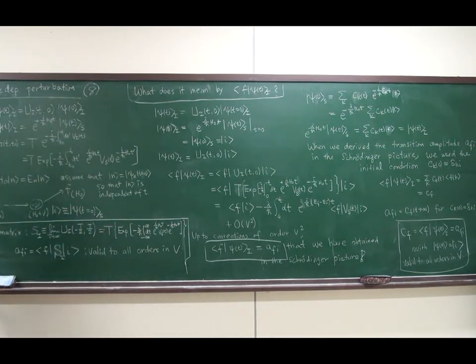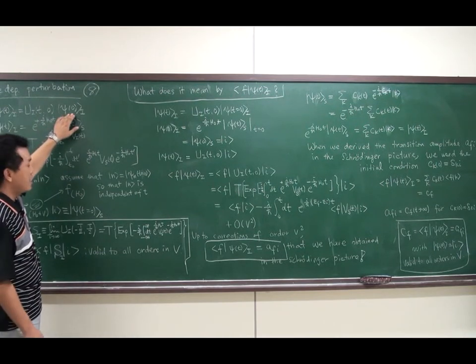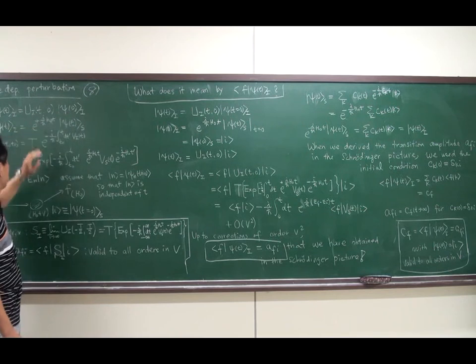We make use of the time evolution operator, U_I, to define the transition amplitude in the most general way, and that is valid to all orders in V. This is the summary of our previous result. In the interaction picture, the state at time t is the state at time t equals 0 multiplied by a time evolution operator in the interaction picture.